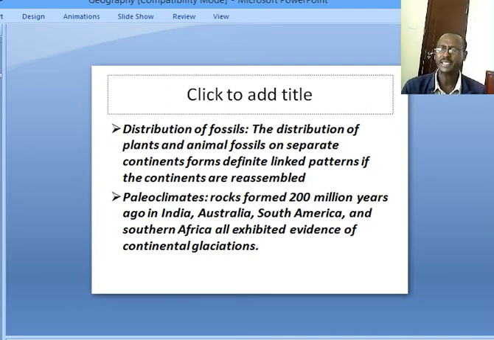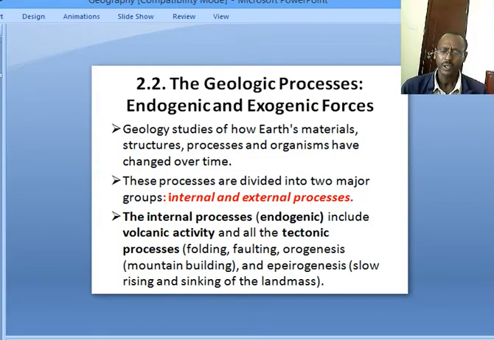The fourth one is paleoclimatic evidence, that is to say that rocks formed 2 million years ago in India, Australia, South America, and Southern Africa exhibit evidence of continental glaciations, meaning a huge cover of glaciation was seen. So when we study the geological process, we need to see 2 things. These are the endogenic and exogenic forces. These are the forces that we have to observe on Earth.